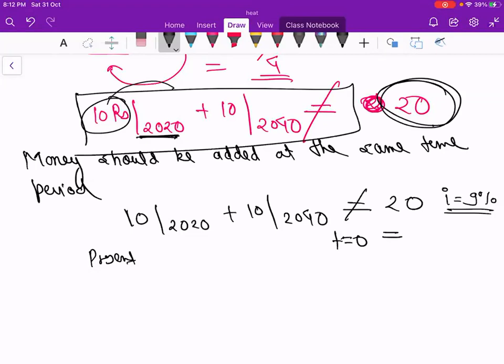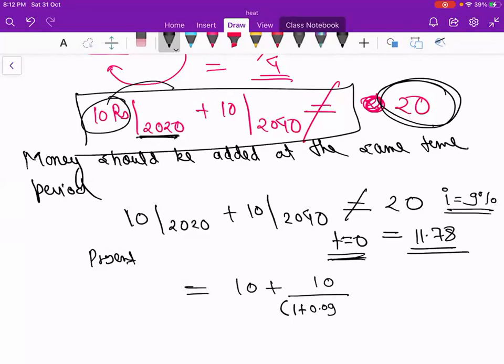The correct answer is 11.78. So many students are writing 66. I think they have calculated at 2040. I am writing time t equals to 0. What is today? You are living in 2020 now. How have you calculated 66? I told you to calculate the present value, so why are you calculating 66? So how do you solve it? Many students made the mistake. It is 10 plus 10 by (1 plus 0.09) to the power 20. That's it. You will get 11.78.